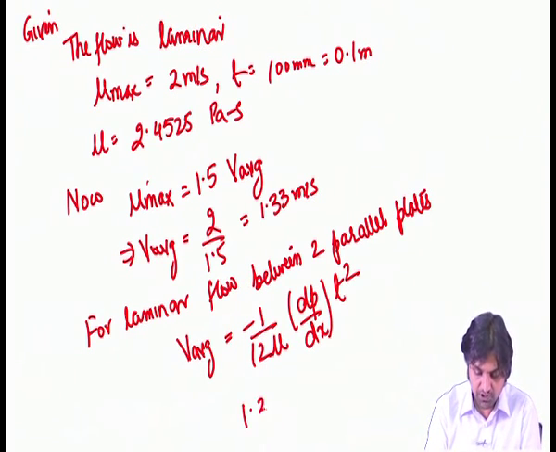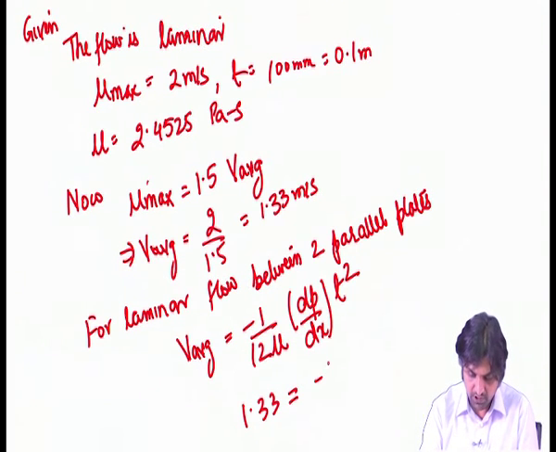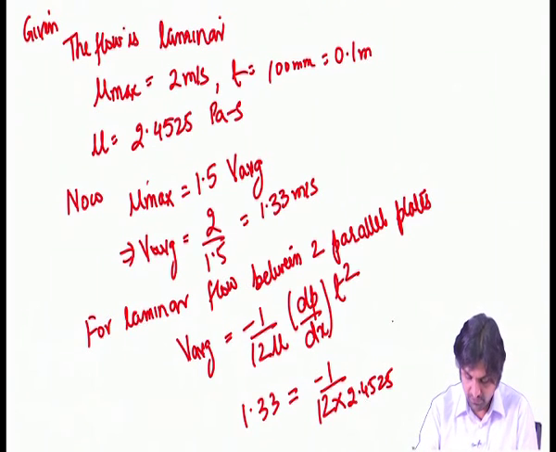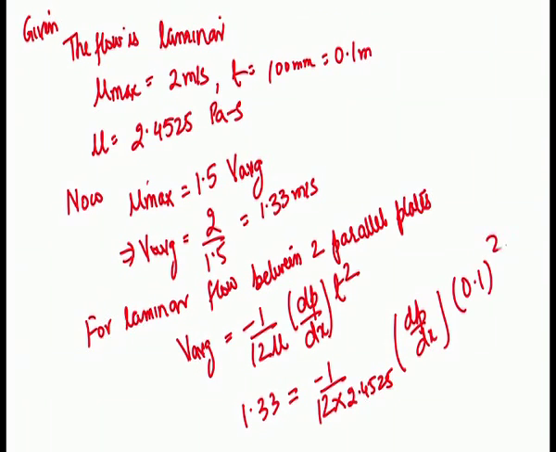We simply start putting in the values of V average. Minus 1 by 12, mu is 2.4525 as given in the question, dp dx we do not know, and thickness we know, 0.1 square. On solution, if you use the calculator, you will get dp dx is equal to minus 39142 Newton per meter square per meter. So, this is the first part, where the first thing that we do is we obtain dp dx.